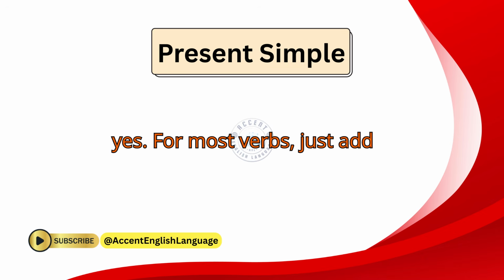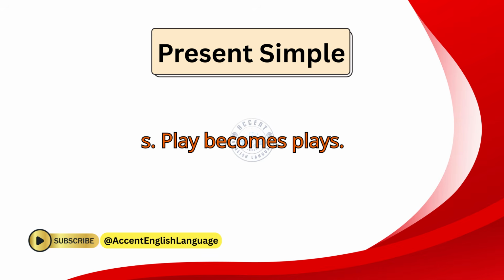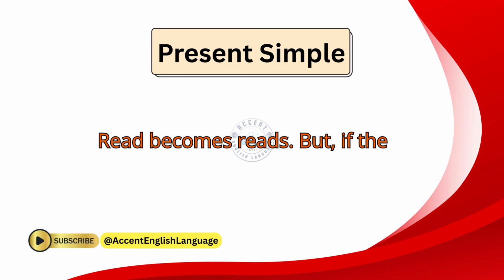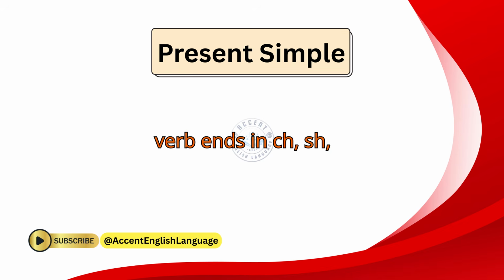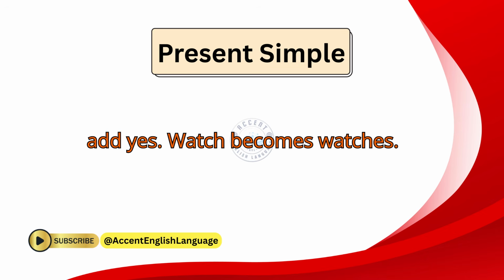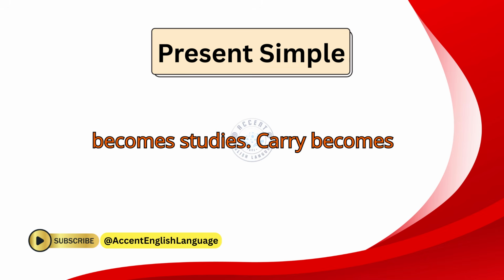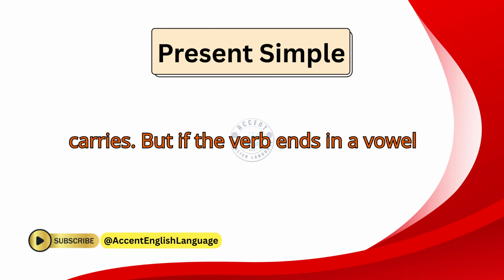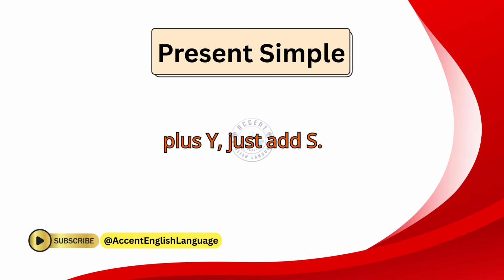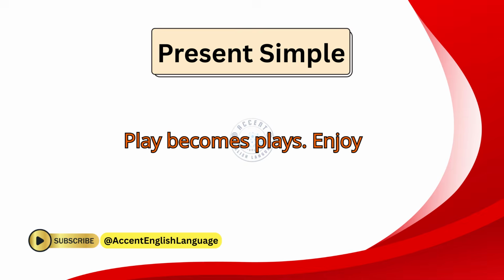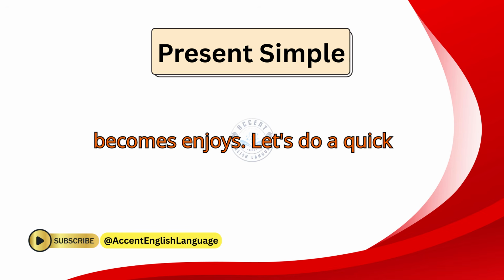Now, let's talk about spelling rules for adding s or es. For most verbs, just add s. Play becomes plays. Read becomes reads. But if the verb ends in ch, sh, ss, x, or o, add es. Watch becomes watches. Go becomes goes. Fix becomes fixes. If the verb ends in a consonant plus y, change the y to i and add es. Study becomes studies. Carry becomes carries. But if the verb ends in a vowel plus y, just add s. Play becomes plays. Enjoy becomes enjoys.